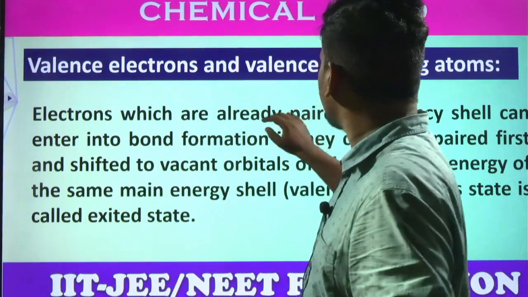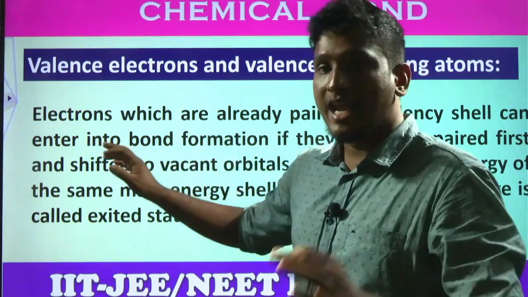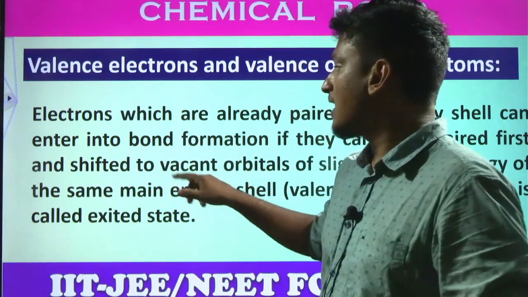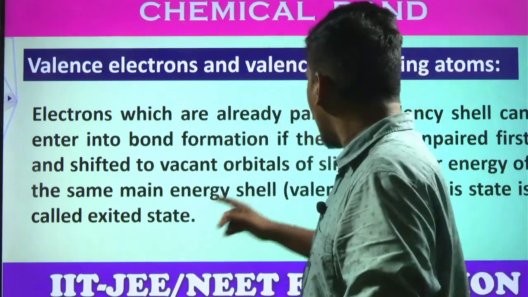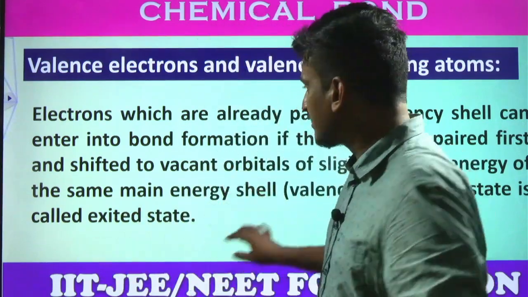Now, valence electrons and the valence of bonding atoms. Electrons which are already paired in the valency shell can enter into bond formation if they are first unpaired and shifted to the vacant orbitals. What's the meaning of this point? And this state of these electrons is called the excited state. I'll explain about this point.